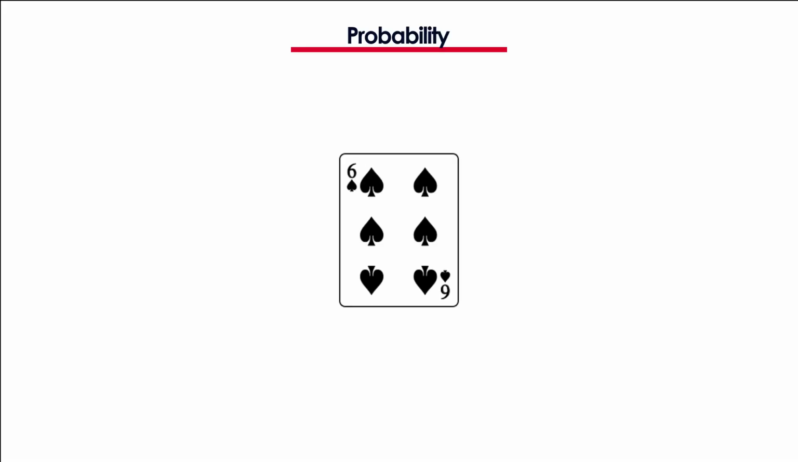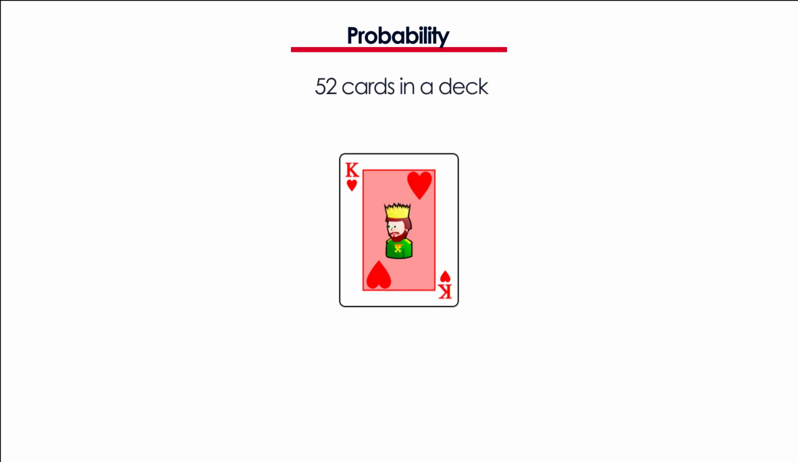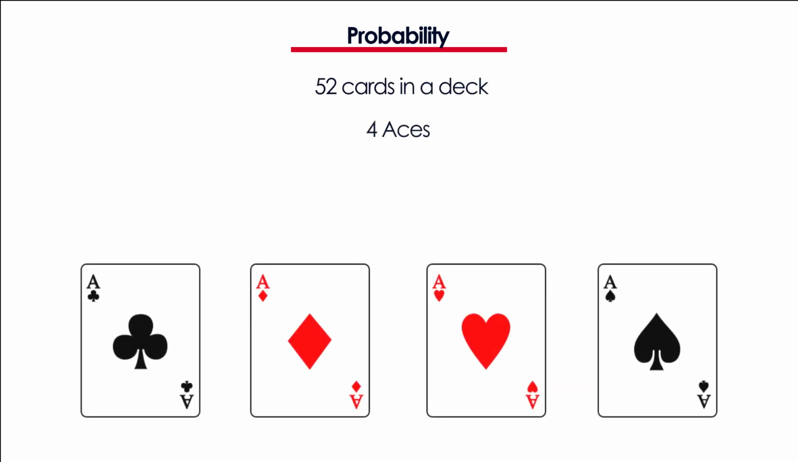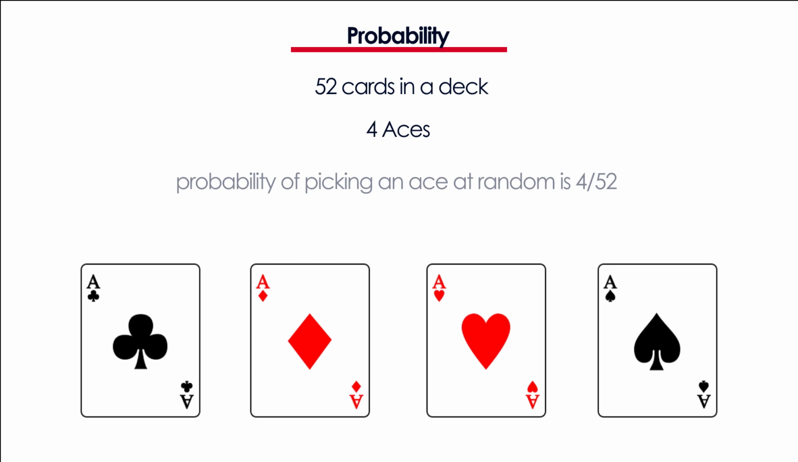Before we dig into calculating odds, let's start with a little introduction to probability. Imagine you have a deck of cards. You shuffle them and you pick one card at random. What is the probability of it being an ace? There are 52 cards in a deck and 4 of these are aces, so the probability of picking an ace is 4 over 52 or roughly 7.69%.